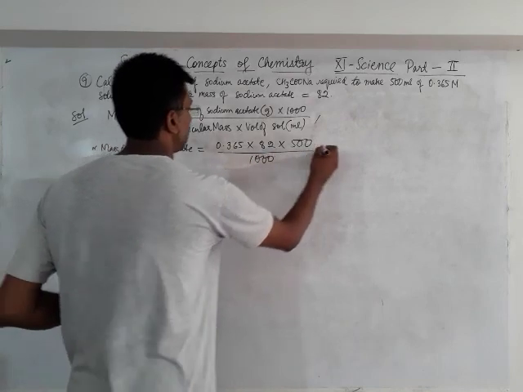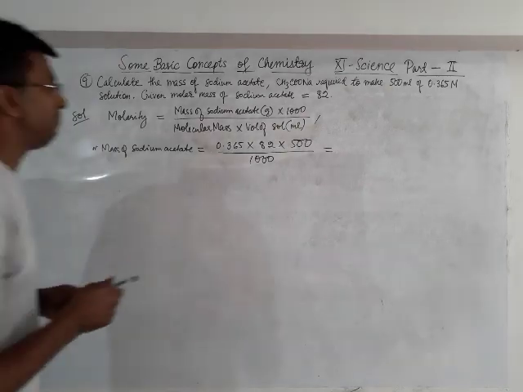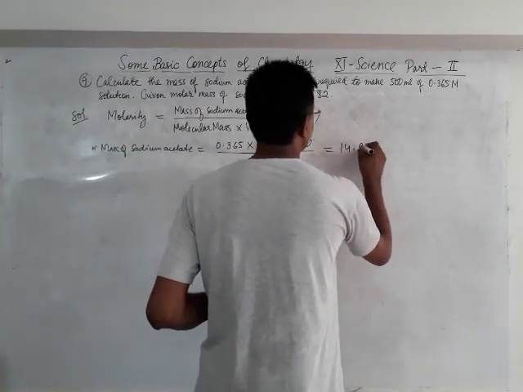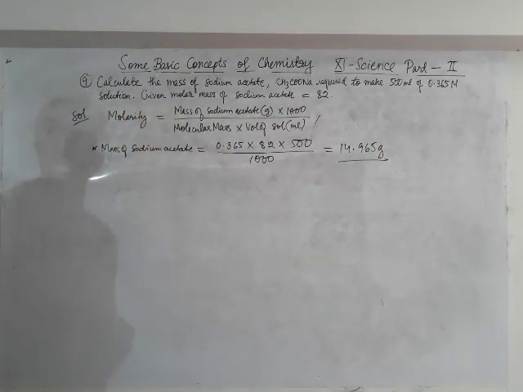So upon simplification, now come on, use your scientific calculators to simplify this mass of sodium acetate. It will come roughly to 14.965 gram. So this is the mass of sodium acetate which is required to make 500 ml of 0.365 M solution of the required concentration in terms of molarity. So that is the answer. Now my dear students, this is a very easy sum, direct application of formula to calculate the mass of sodium acetate from the given value of molarity.